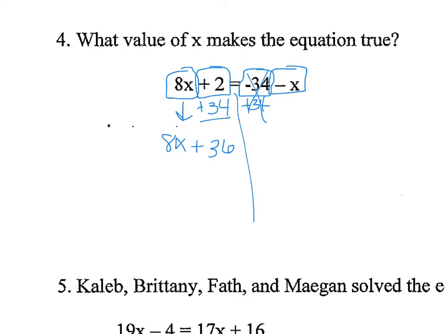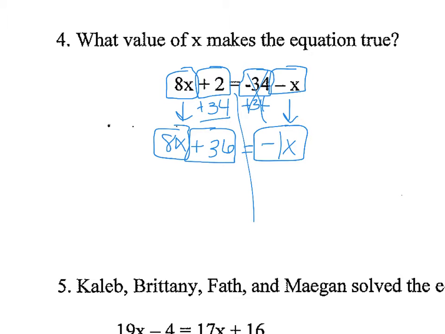So 8x, and then the only thing left over here is negative x. And you can put a 1 in front of that x just to remind yourself that there is a number there. Okay, and now we have a two-step equation. I'm going to do the same thing. I'm going to box in everything I have with the sign that comes right before it.